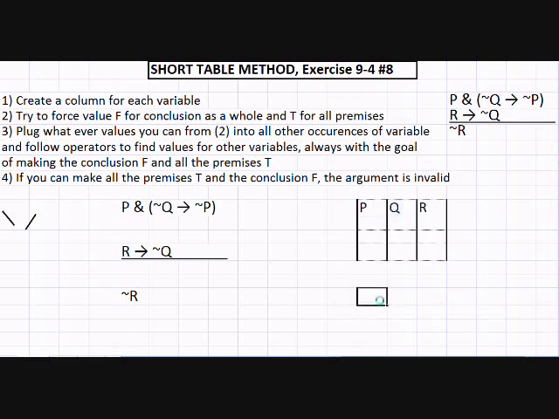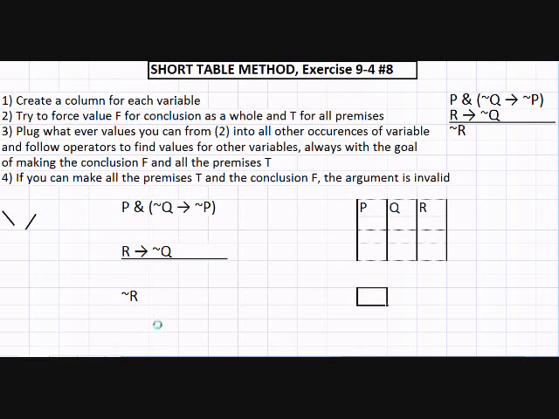Okay. The goal in this method in testing for validity and invalidity is, we can see on instruction number 2, try to force a value of false for the conclusion as a whole and for true for all the premises. So we're going to try to make this statement not R false, and we're going to try to make each of the premises true. If we're able to do that, we have proven that the argument is invalid. We've proven that there's a way in which all the premises could be true, yet the conclusion could be false.